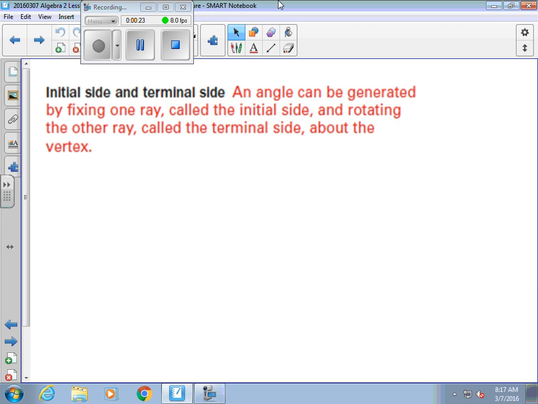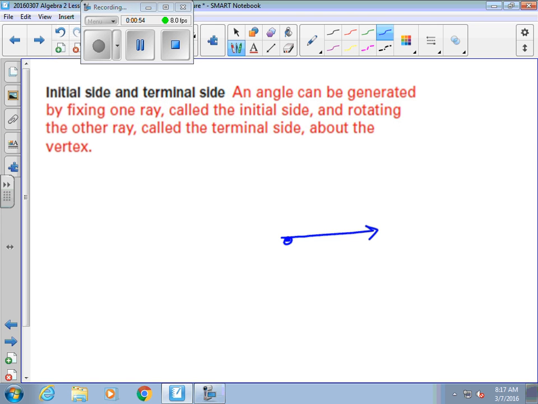The first one is an initial side and a terminal side. An angle can be generated by fixing one ray. You don't use the term ray a whole lot in math, but it's something that you learned early on, and it was refreshed for you when you did geometry. Remember, a ray is a point and a line. It's a line that begins at one point, its initial point, and then extends infinitely. That's what a ray is.